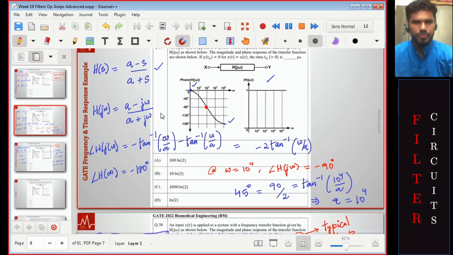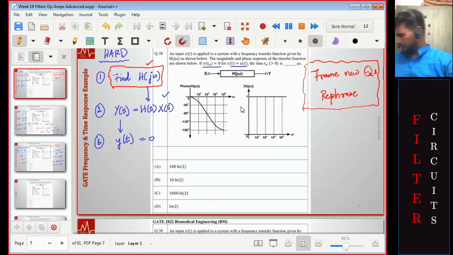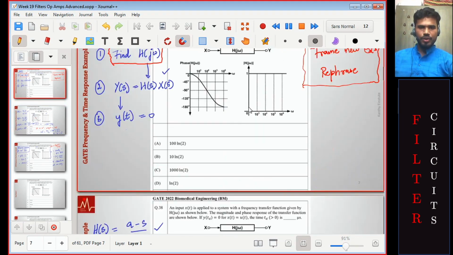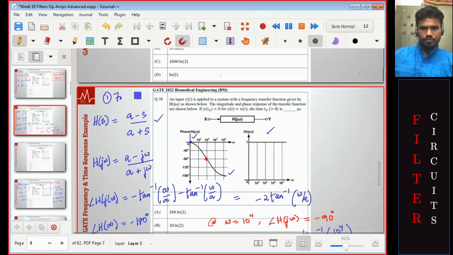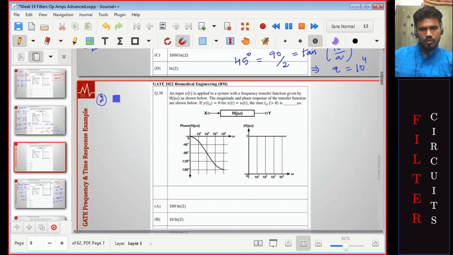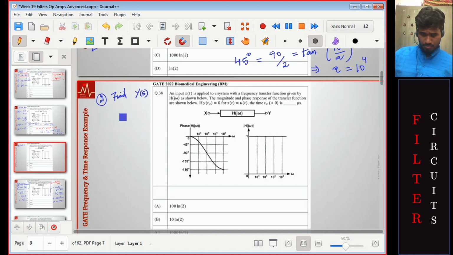Okay. What we have done right till now is this step: find H of j omega, or find H of s. What we have to do now is to find Y of s. First step, find H of s. Notice this itself could have been a GATE question. Second step, find Y of s, Y of t.